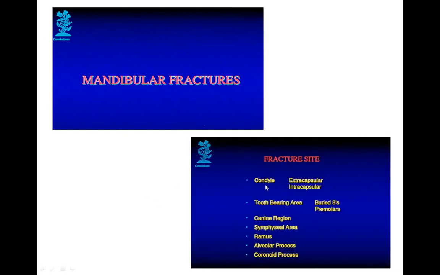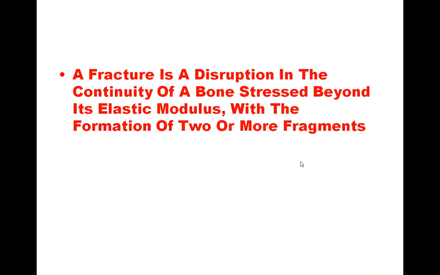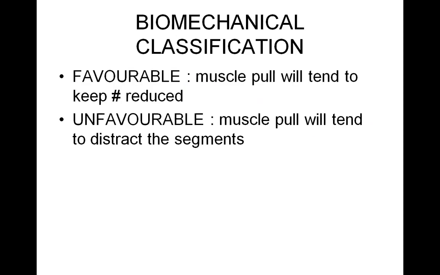Mandible, usually the sites like condyle, tooth bearing area, canine region, symphysis, ramus, and coronoid are the usual sites of fractures. This is a fracture definition. You can take it from any other standard textbook, no problem. This is mainly classified into favorable and unfavorable type of fractures. What is favorable? Favorable means the muscle pull will tend to keep the fracture segments reduced. But in unfavorable type of fracture, muscle pull will tend to distract the segments.